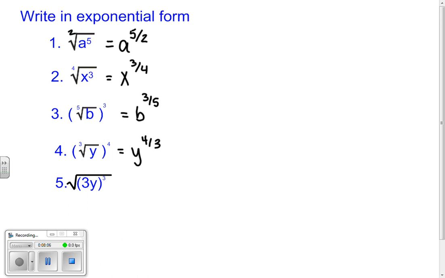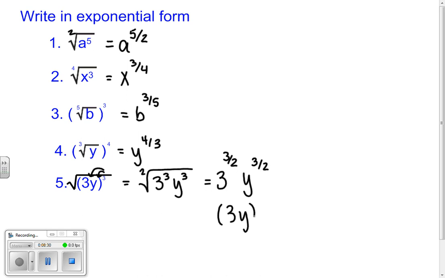Number 5 is trickier. In number 5, this 3 goes to both the y and that 3. So I would start by making this the square root of 3 cubed and y cubed, which means both of these have an index of 2, so do them separately. That means 3 to the 3/2 and y to the 3/2. They both have the power and they both have the index. I've seen places rewrite these as 3y to the 3/2, but I think it's probably in your best interest to keep this one.